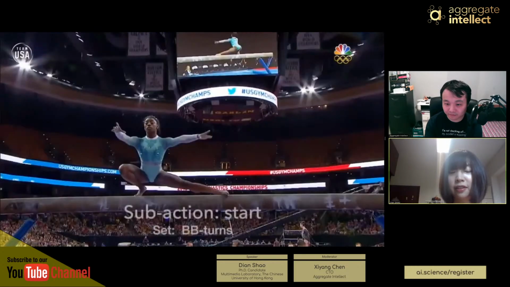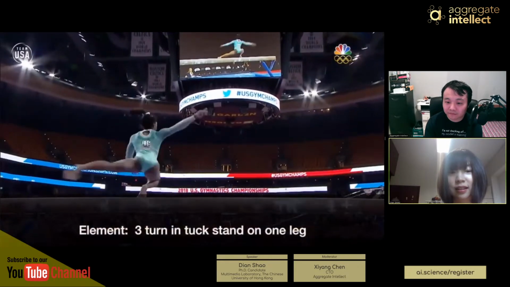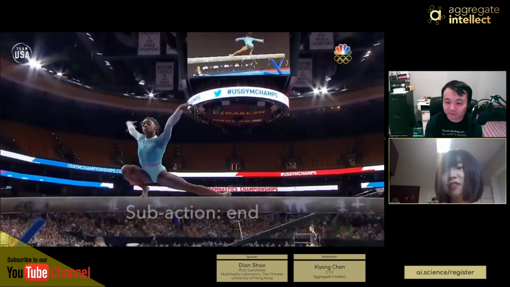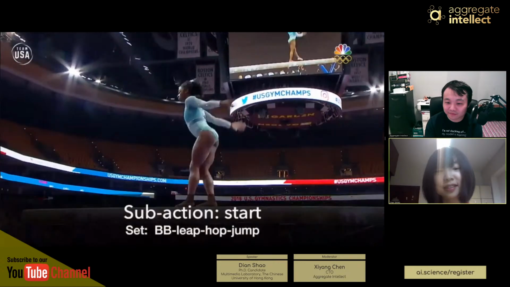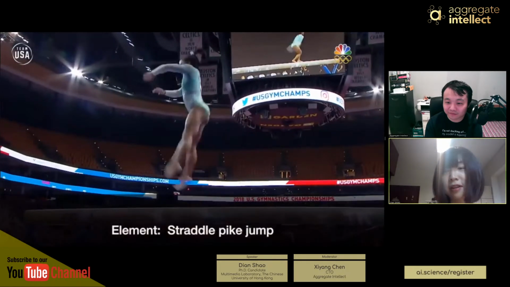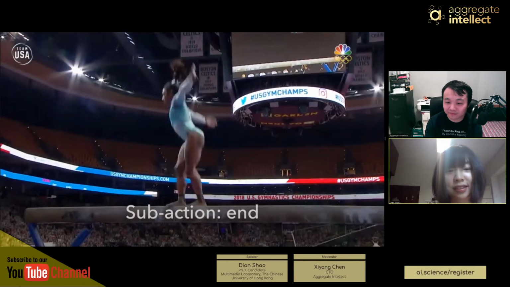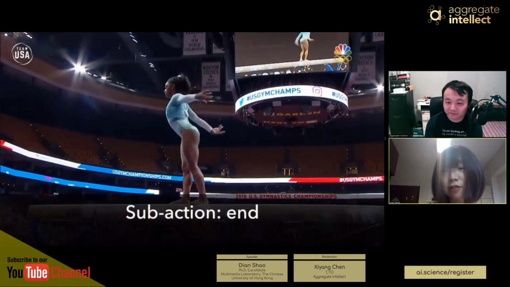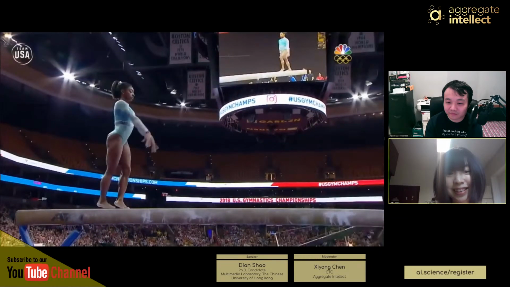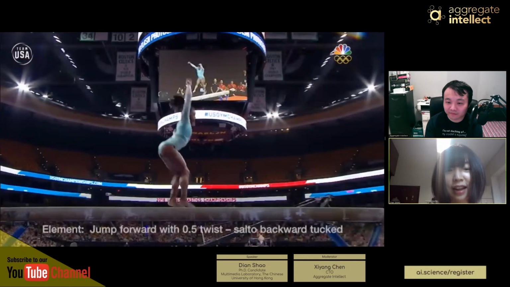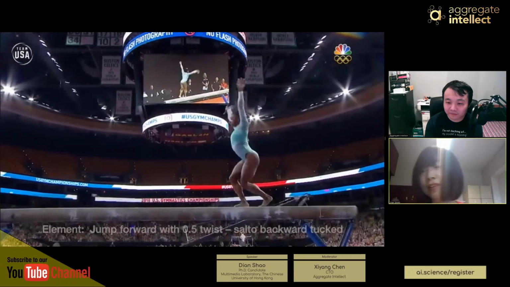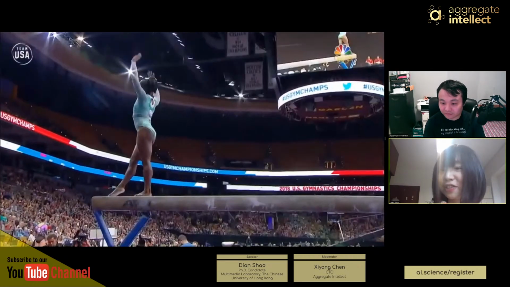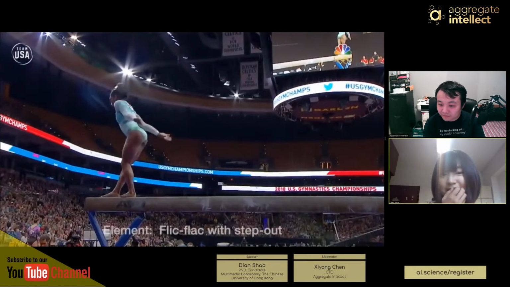So the sub-action start is 3 turning tuck stand on 1 leg. The set is just gymnastic turns. So it's a straddle pike jump. Pike jump from cross position, different jump. So it's a fly solo jump backward with a half twist. So do you feel that you are just watching a gymnastic competition?